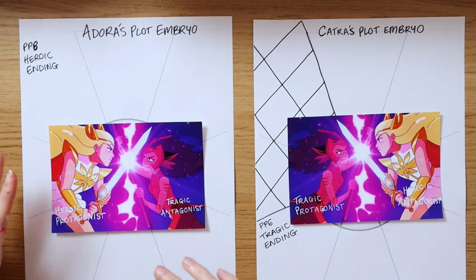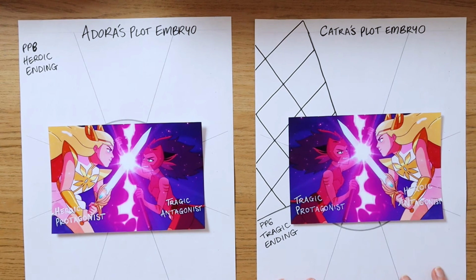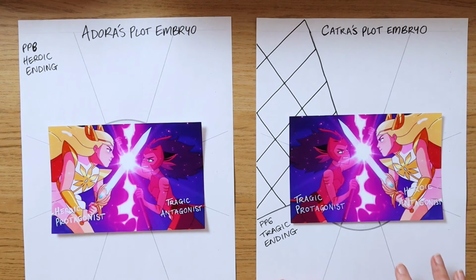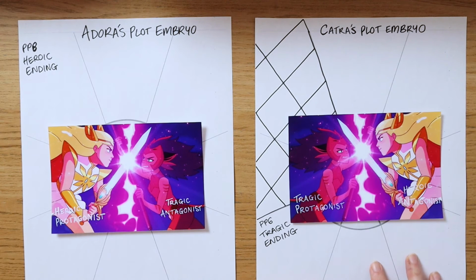So you can think of the heroic plot embryo as a positive plot embryo. The character grows, they get an ultimately positive ending. And the tragic plot embryo as the negative plot embryo. The character loses their side of the conflict and they don't really grow or change adequately. They might even get worse.